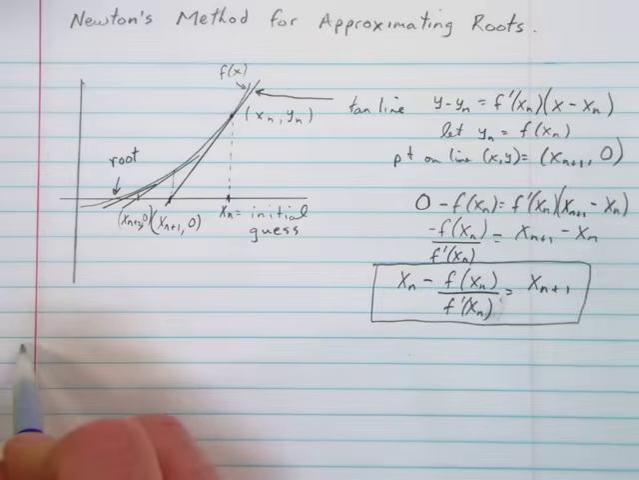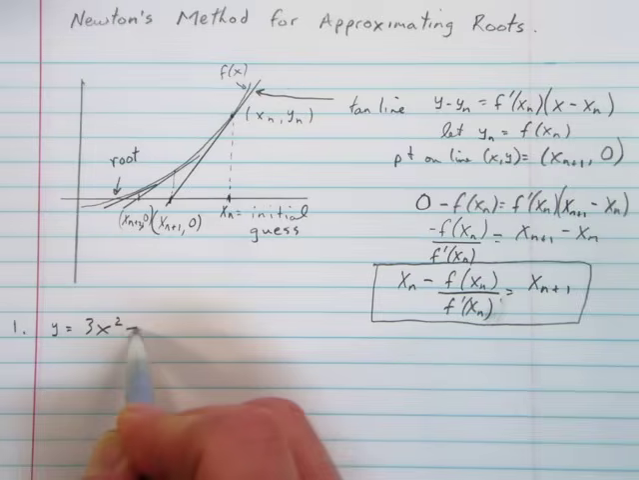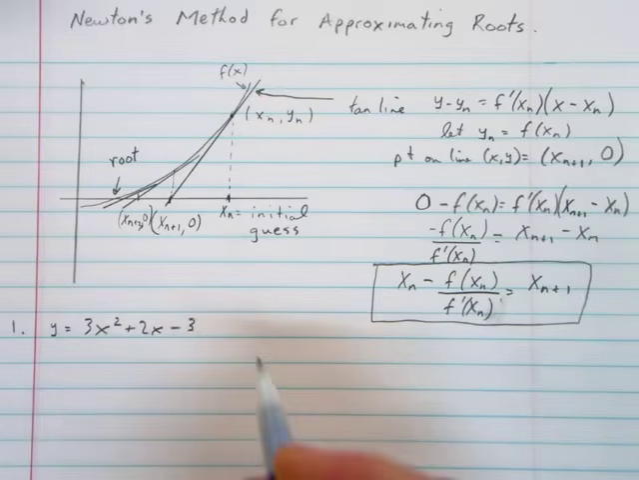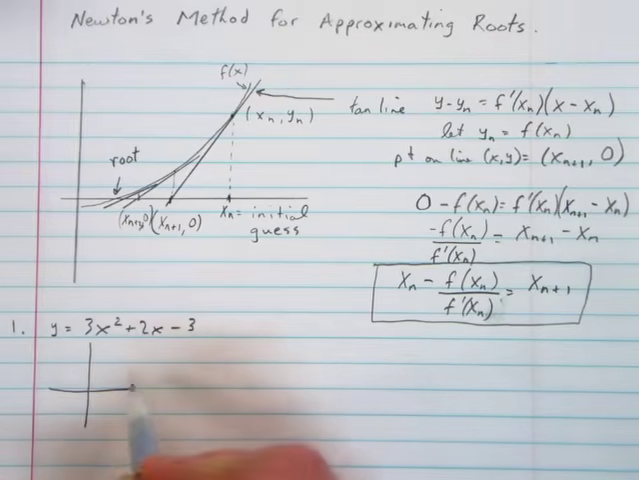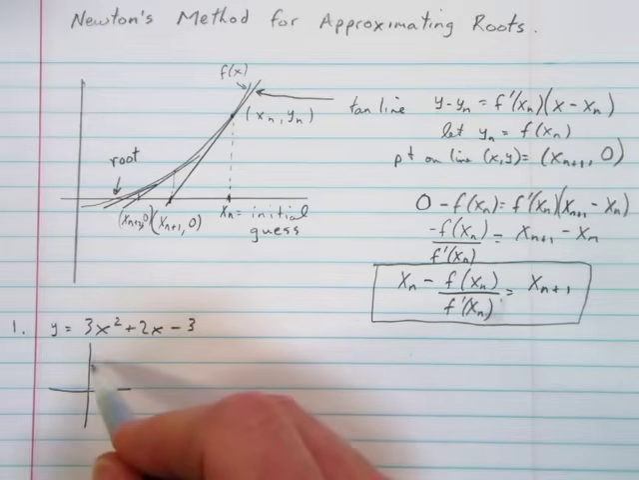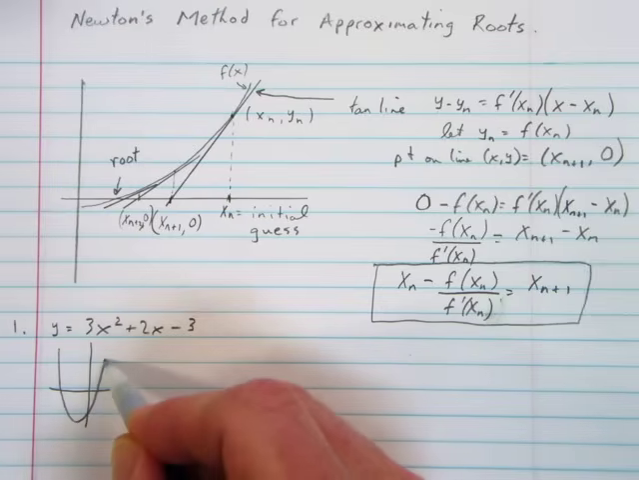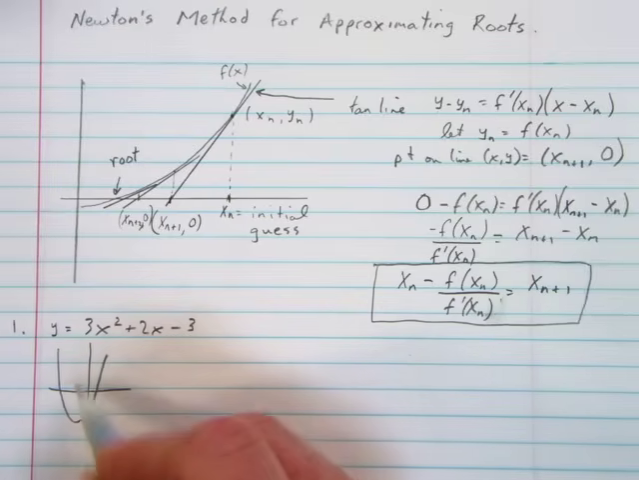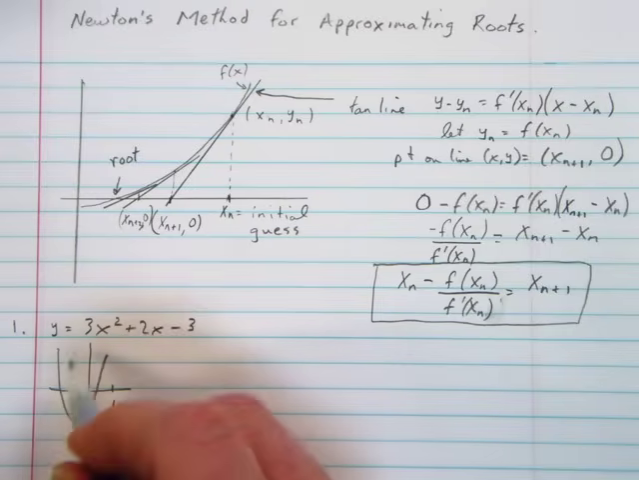So let's look at an example. Number 1, y equals 3x squared plus 2x minus 3. I picked this one purposely because it's not factorable. Let's take a look at a sketch of this. It will look something like this. It has a negative y-intercept. Now we want to be able to find these roots. And this is 1. And this would be -1 and -2.